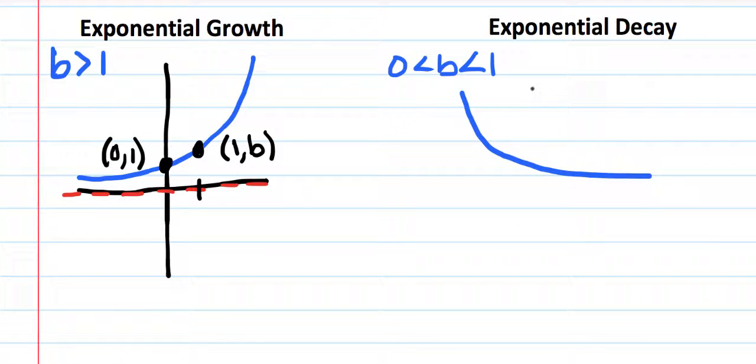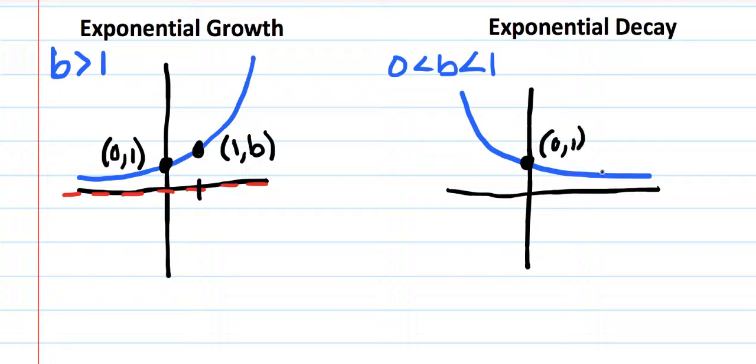This characteristic is that the graph will fall from left to right, but it also shares some things in common with the exponential growth model. These curves also pass through 0, 1, and 1, b, and have an asymptote at the x-axis.